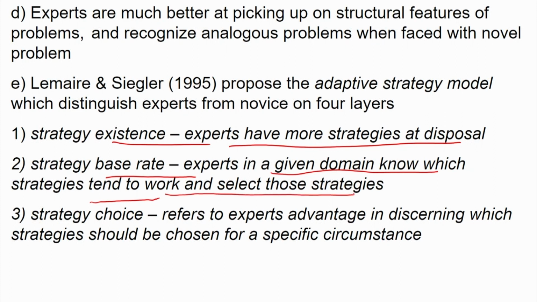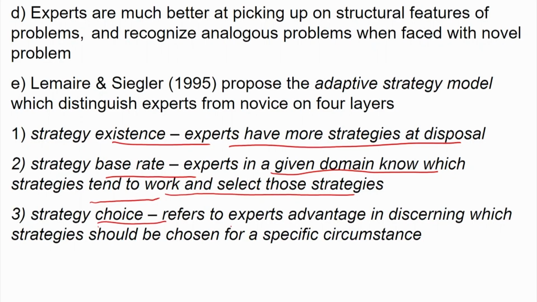So, in a given domain of knowledge, for example a math expert, they tend to know which formulas are going to work and which formulas are not going to work, and so they are very choosy in using those formulas which are going to work and not those which are not going to work. So, they do not do foolish acts. Only those strategies which tend to work are used by experts, and they use those strategies over and over again.